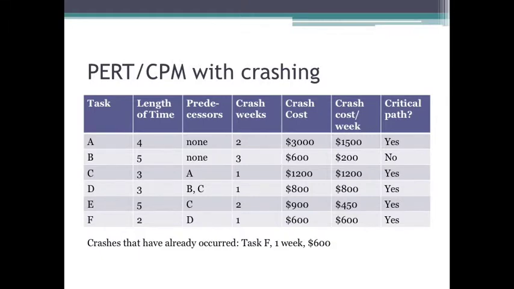So let's take a look at our options here. We could crash task A by itself, and that would cost $1,500 per week. We could crash task C by itself, and that would cost $1,200 per week. We could crash both D and E, and that would cost us $800 plus $450, which is $1,250 a week. Or we could crash E and F, and that will cost us a total of $1,050 per week. So, which of these options is the best? Well, obviously crashing both E and F, because that is our cheapest option here.